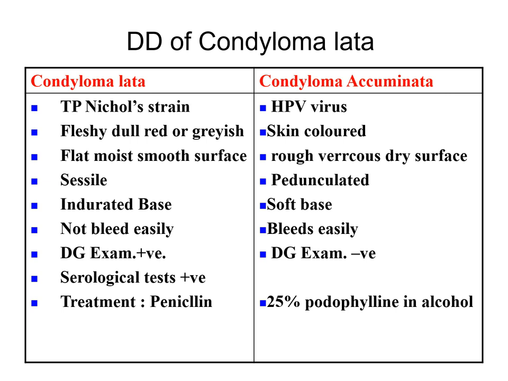Condyloma lata is fleshy, dull red or grayish with a flat, moist, smooth surface and a sessile, indurated base, while condyloma acuminata is skin colored, with a rough, verrucous, dry surface, pedunculated, with a soft base. Condyloma lata bleeds easily, with positive dark ground examination and positive serological tests; condyloma acuminata does not bleed easily, with negative dark ground examination. Treatment of condyloma lata is penicillin, while in condyloma acuminata it is 25% podophyllin in alcohol.